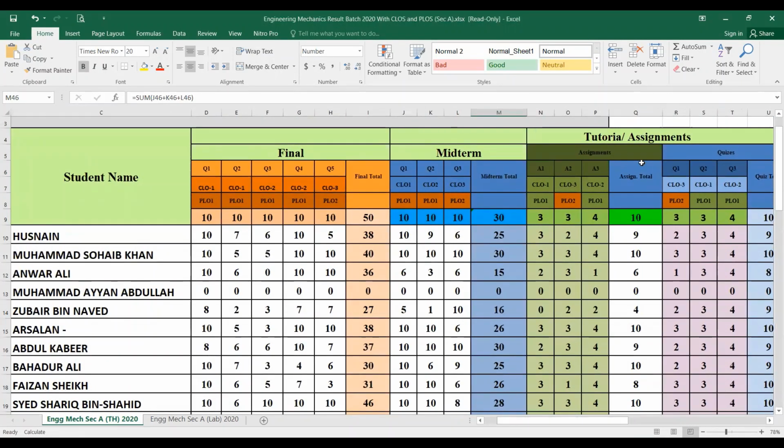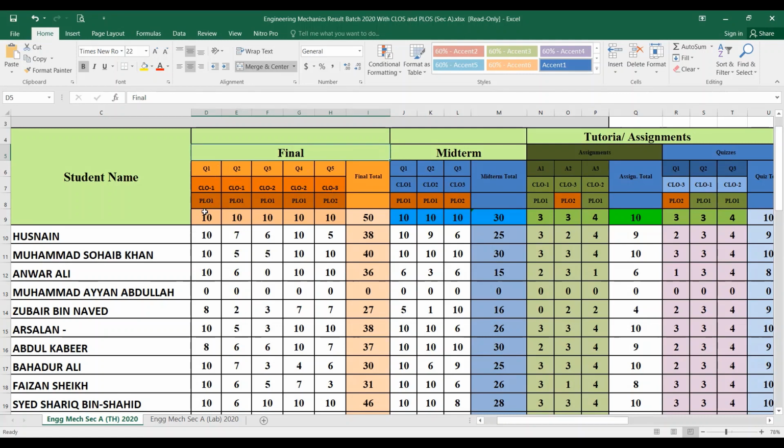Let me increase the screen size, and I can find the spelling mistake over here. So it's quizzes. This is the final exam activity, and I have divided the final exam into 5 questions. Question number one was based on CLO1, question number two again on CLO1, question number three on CLO2, four is also on CLO2, and question number five was on CLO3.